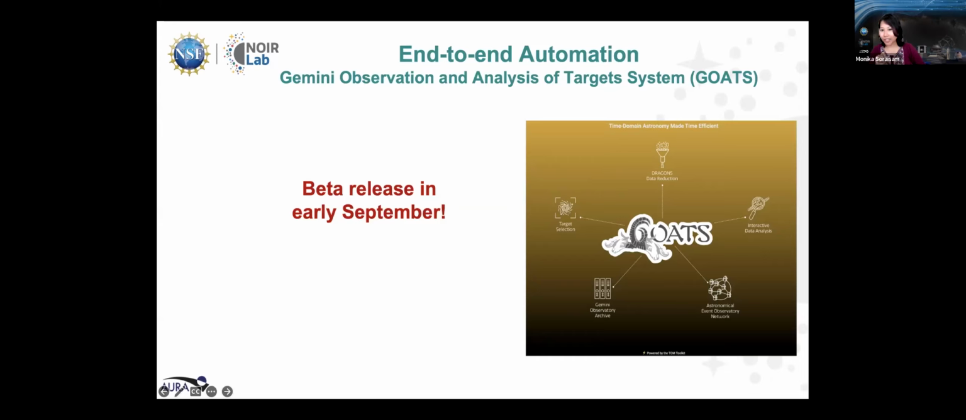I did not emphasize it in my demo, but other facilities like SOAR are already Aon enabled, which means there is a Tom Toolkit API, so thanks to the Tom Toolkit team led by Rachel. That is already part of Goats, such that users will be able to trigger SOAR as well. So not just Gemini, but I focus on Gemini here just because of the title.